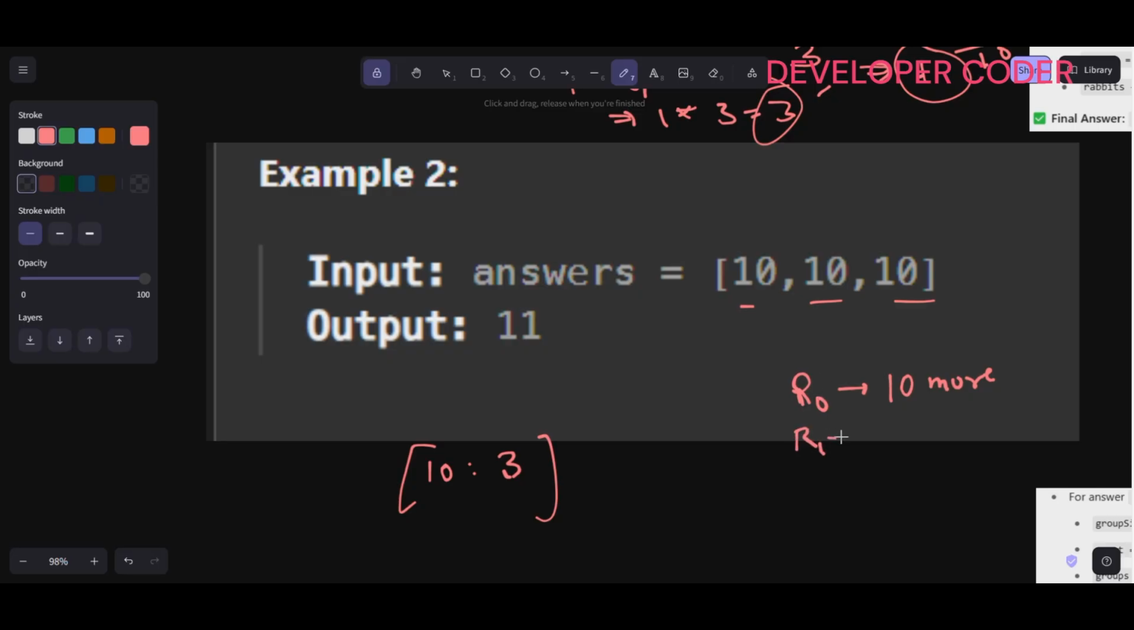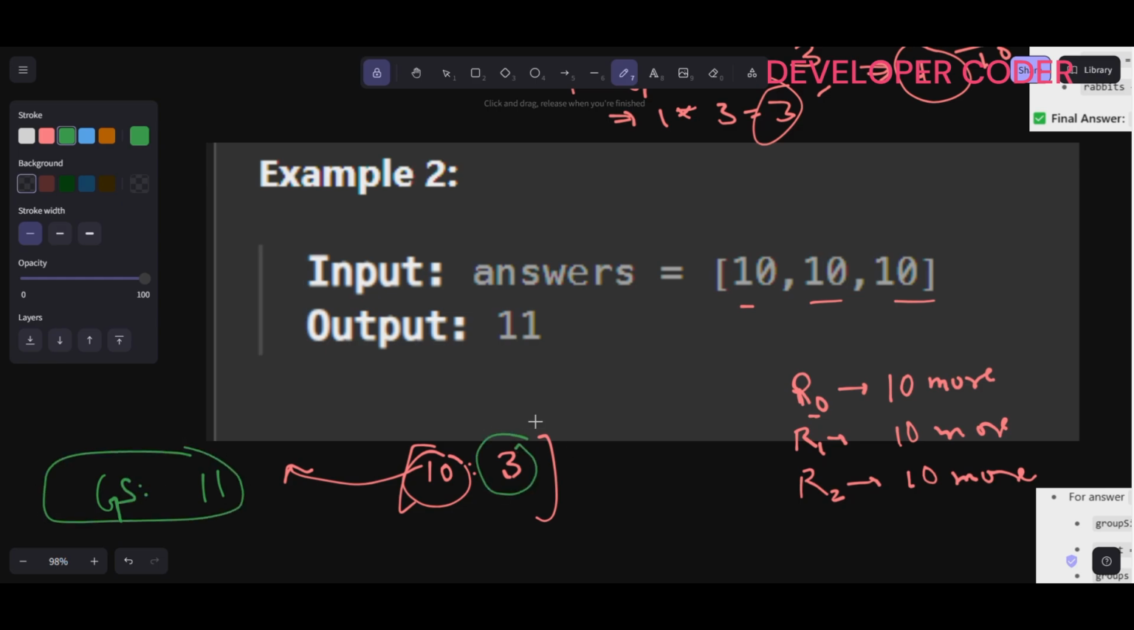Same way rabbit 1 is also saying that other than him there are 10 more rabbits having the same color. This rabbit 2 is also saying the same thing, that there are 10 more rabbits other than him having the same color. So the group size is going to be 10 plus that particular rabbit, so that is going to be 11. So 11 is nothing but group size. Count we already know. Now here, how many groups will you form?